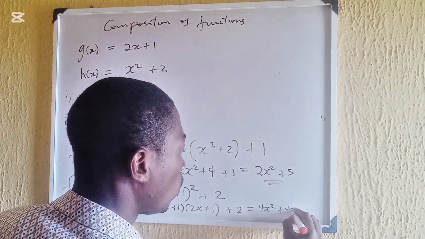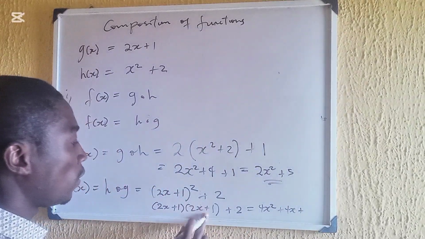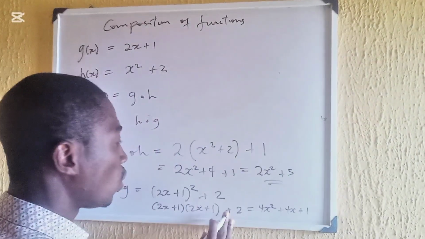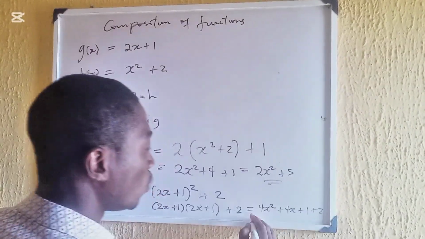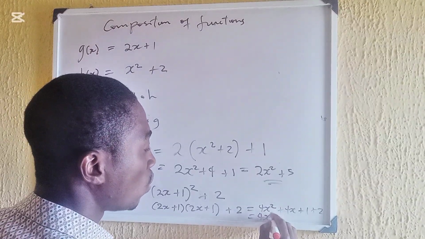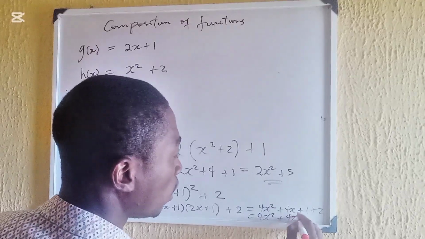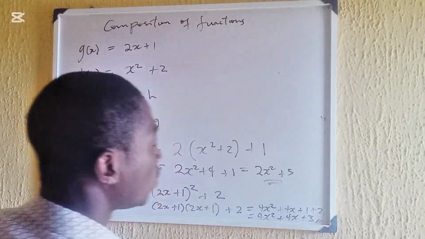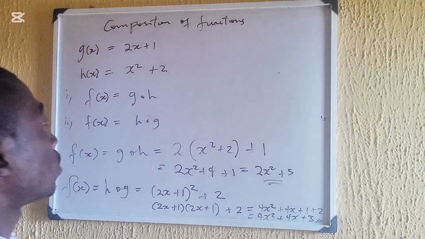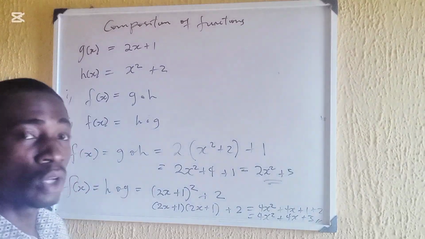So that will be 4x. Then this will be giving us 1, then plus 2. So this will be equal to 4x squared plus 4x plus 3. So you can see what composition of functions is all about.